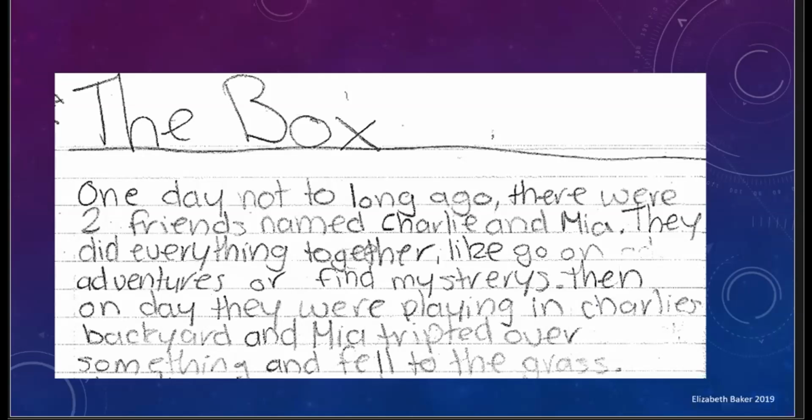And you can see that I think they've probably borrowed an opening from Possum Magic: one day not too long ago. There were two friends named Charlie and Mia. Is "one day not too long ago" the most powerful way that you could start this? Well, maybe not. And then she goes on to say they did everything together, like go on adventures or find mysteries. Then one day, they were playing in Charlie's backyard and Mia tripped over something and fell on the grass.